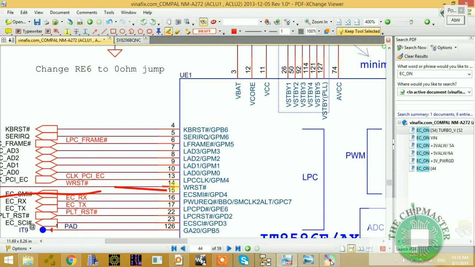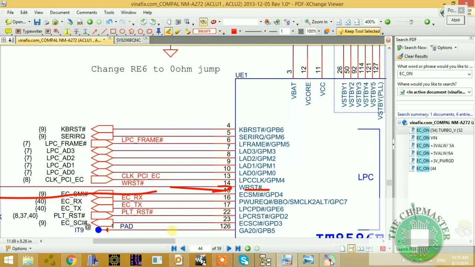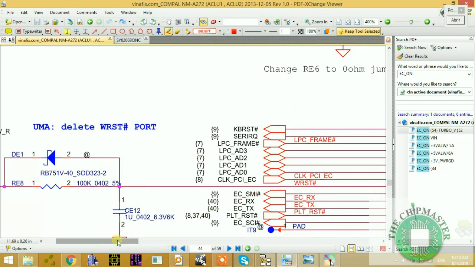So this is an input coming into the IO controller. The internal signal name is WRST, and sometimes you might see VCC-POR, which stands for VCC power and reset. You might find EC reset, WRST, they're all the same. So this is the reset signal, and this signal is delayed.